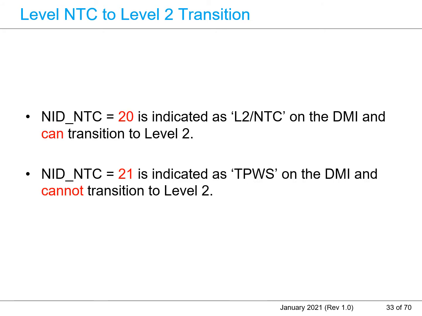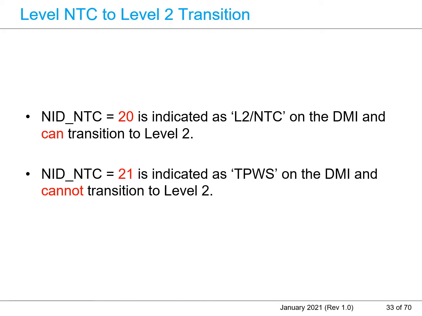The train authorized to operate in level 2 area has national system identity, NID, NTC, equal to 20. The driver machine interface DMI indicates L2/NTC when the train is in the level NTC area. The train not authorized to operate in level 2 area has national system identity, NID, NTC, equal to 21. The driver machine interface DMI indicates TPWS when the train is in the level NTC area.